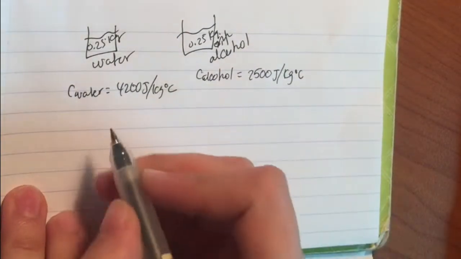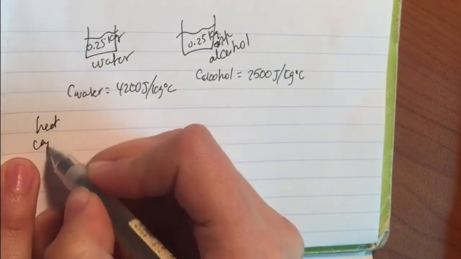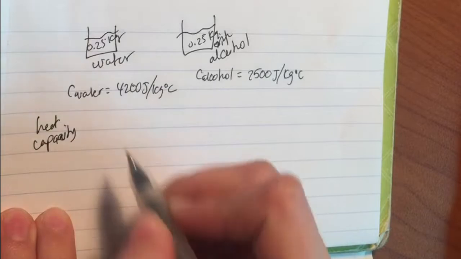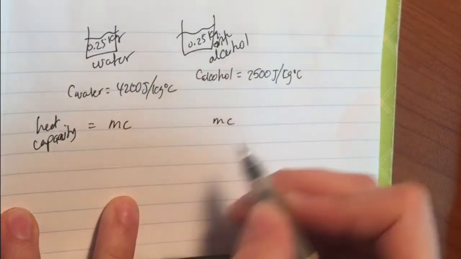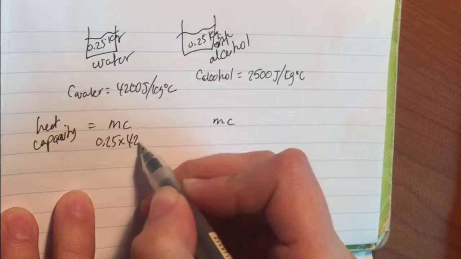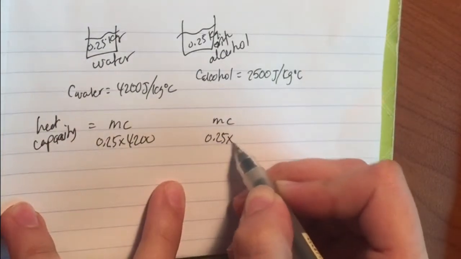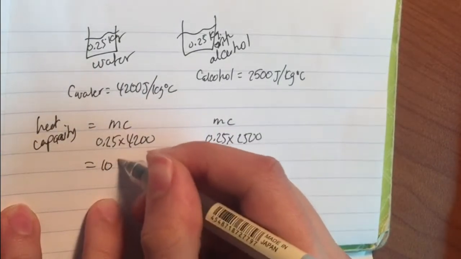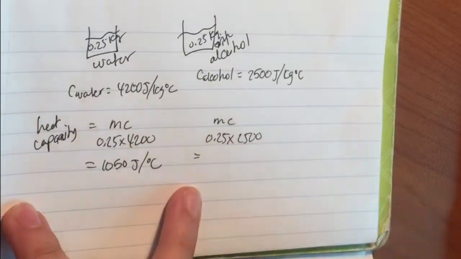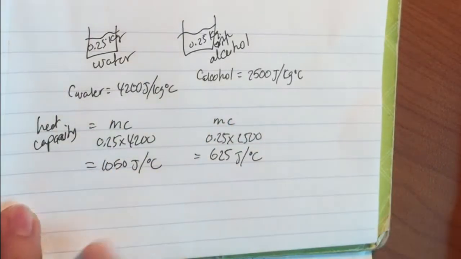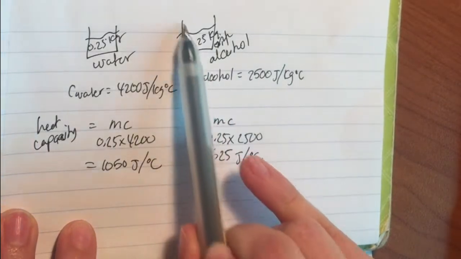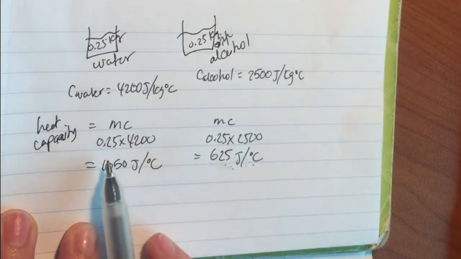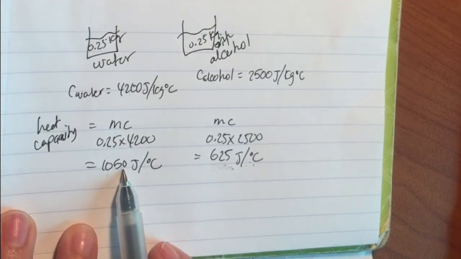So what is the thermal capacity here? We're trying to find the heat capacity of each. It's mc, right? So it's mc here and mc here. 0.25 times this, and here 0.25 times this. So here we know this already, 1,050 joules per Celsius, whereas with this one, the amount of heat that this cup can store is 625 joules every Celsius rise. Whereas with water, it's 1,050 joules per Celsius rise.